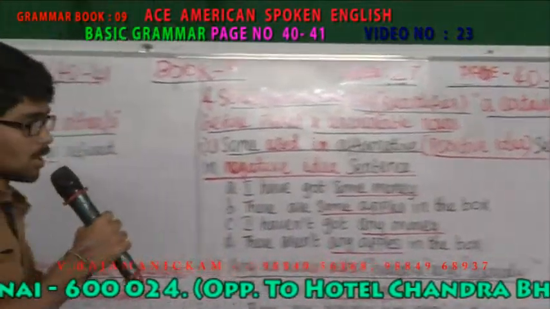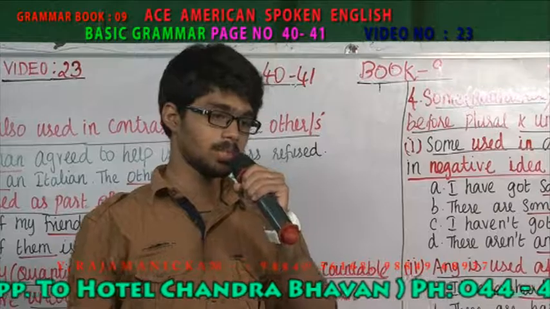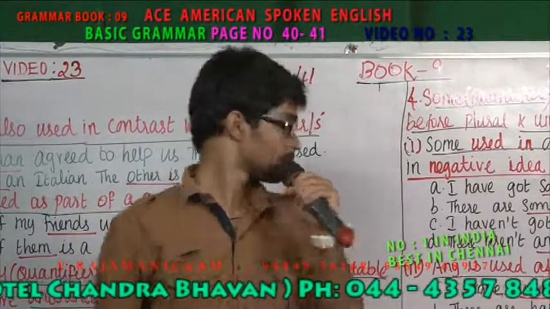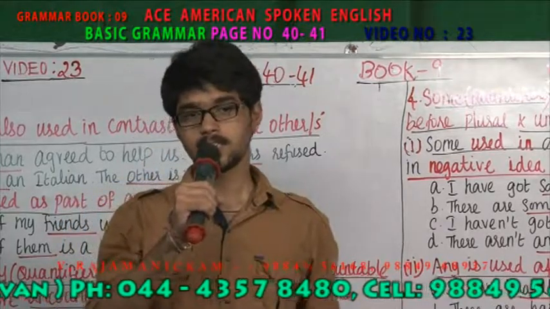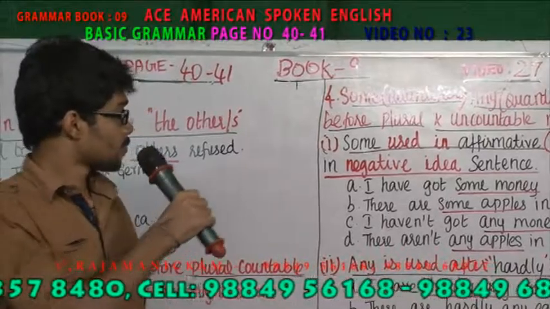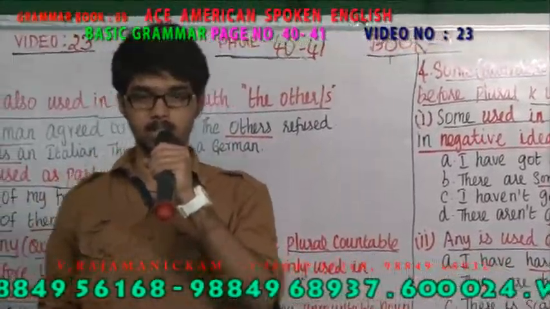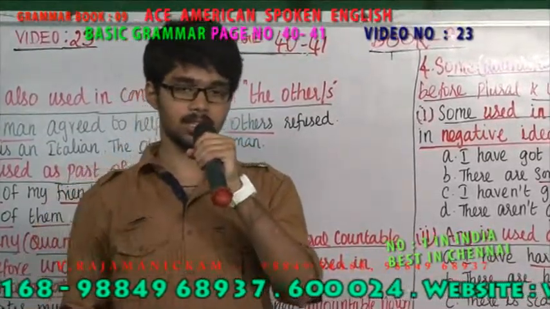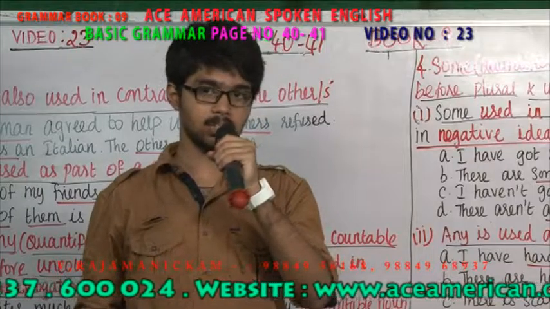Next, quantifiers. This means some and any, which means a certain quantity. For a positive sentence, some has to be used, and for a negative sentence, any has to be used. For example, I have got some money. This is an example for a positive sentence. And I haven't got any money. This is an example for a negative sentence.